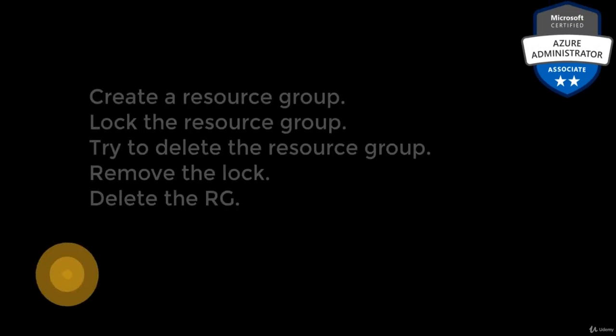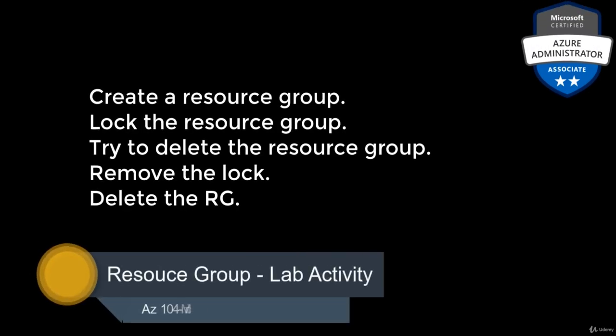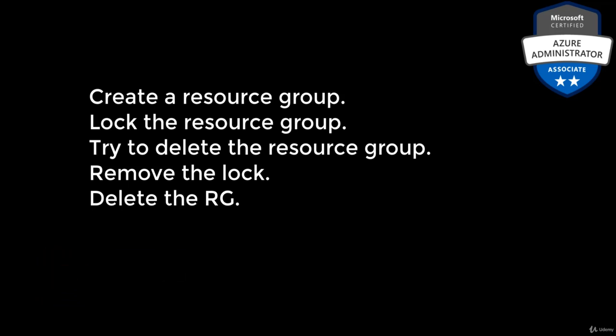In this demonstration, we will create a resource group, then lock the resource group so that no one can delete it. We will also try to delete it and see what kind of error message we get. Then we'll remove the lock and then delete the resource group. All of these activities can be done with the UI as well.